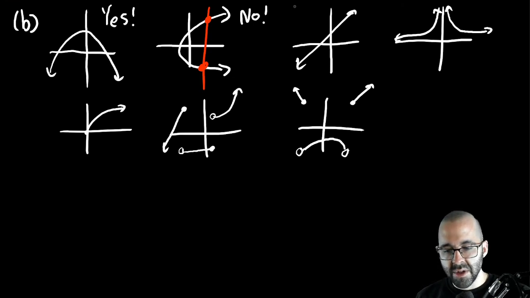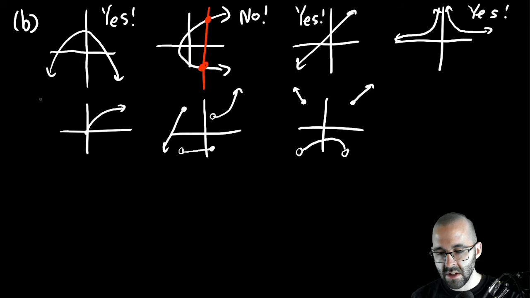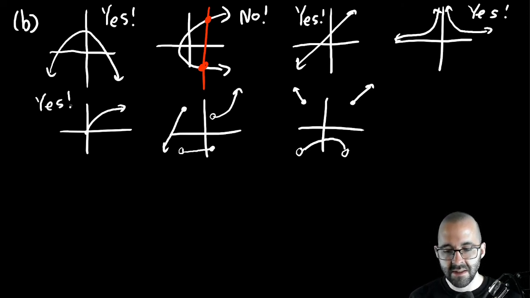So looking at this first one, it does pass the vertical line test. It is a function. The second one is a little weird, but it also passes the vertical line test. There is an asymptote right here. We'll talk about what that means later. Those curves get really close to the y-axis, but they never touch it. This one over here, the square root function, also passes the vertical line test.